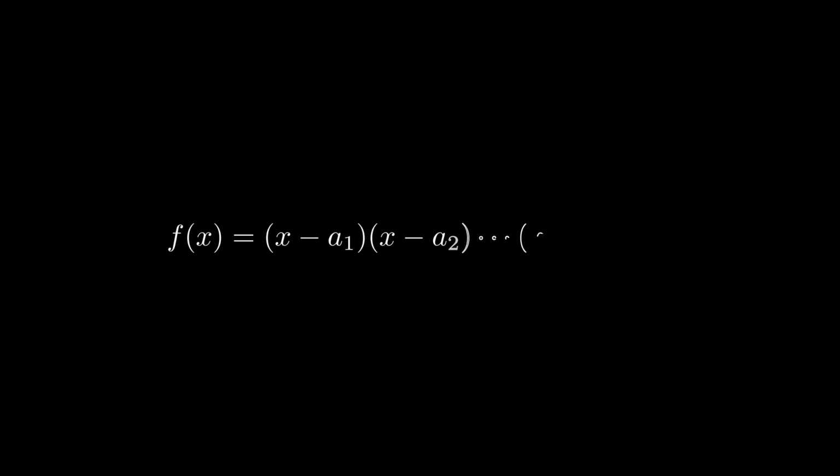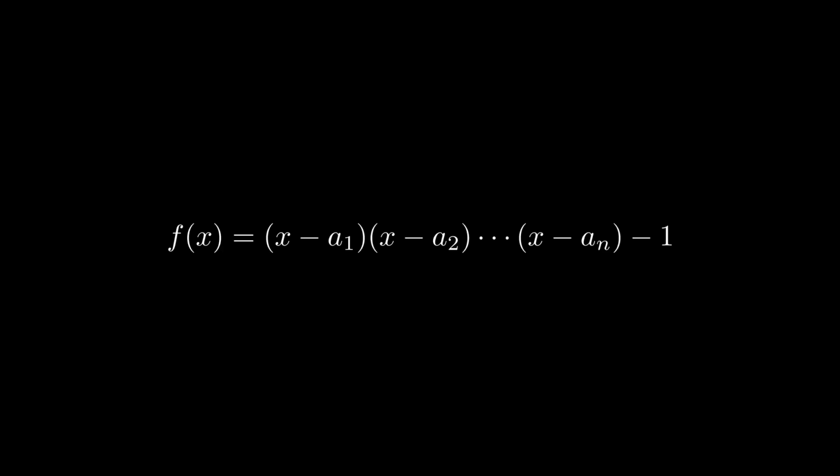So here we are presented with a function f of x, and it is factored into n sets of x minus some constant a sub i, subtracted by 1. And we have to prove that f of x is irreducible. What this basically means is that f of x cannot be factored into two non-constant polynomials with integer coefficients.